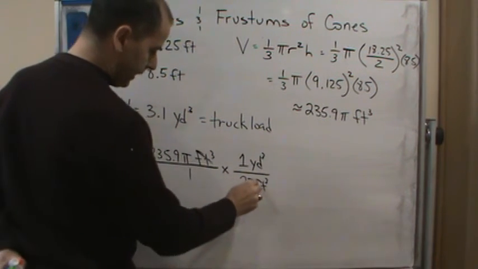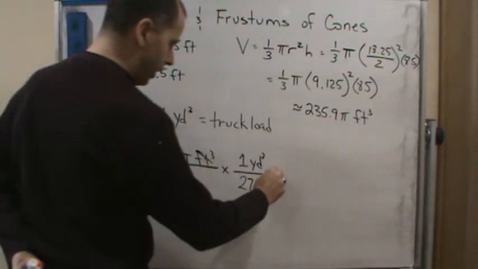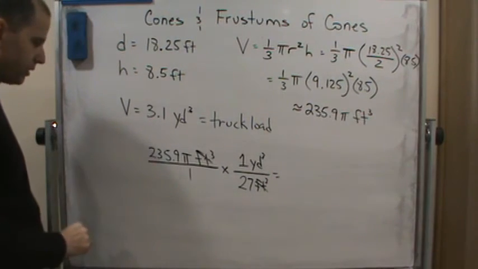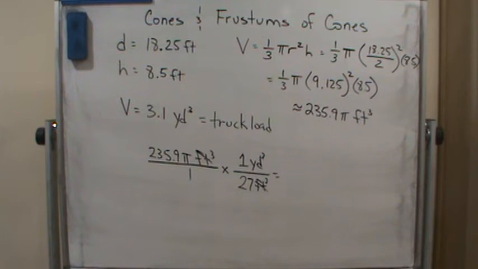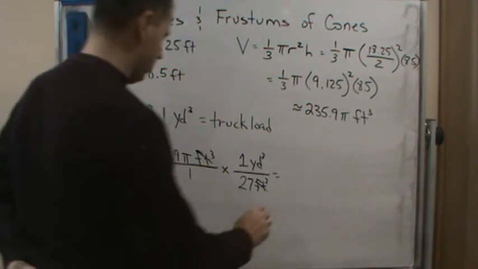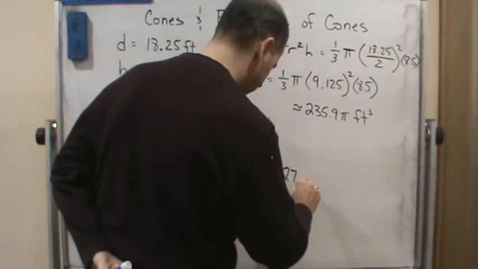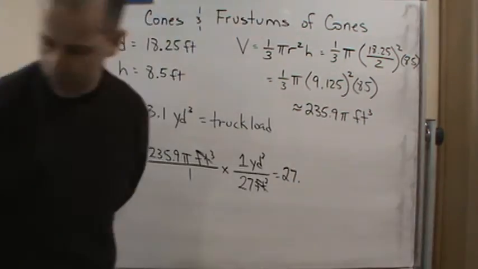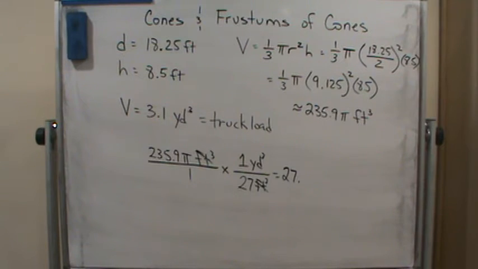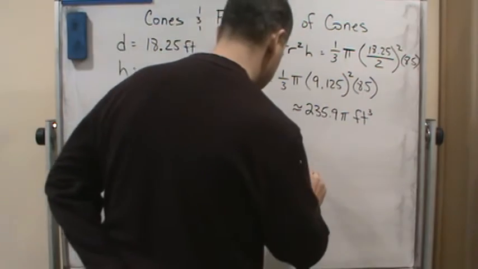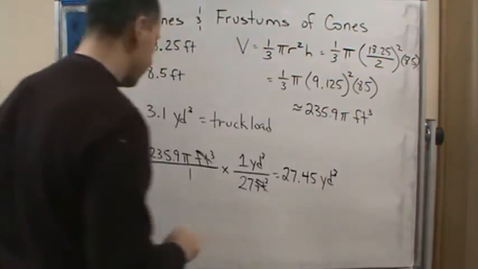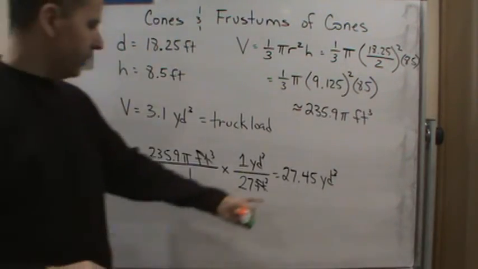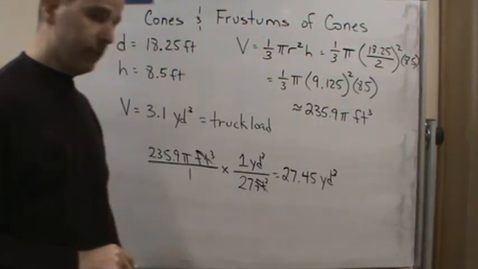So then cubic feet cancels with cubic feet, and now we know how many cubic yards this is going to be. So we end up with approximately 27.45 cubic yards. Okay, so now we're not done. This is how many cubic yards of sand we have.